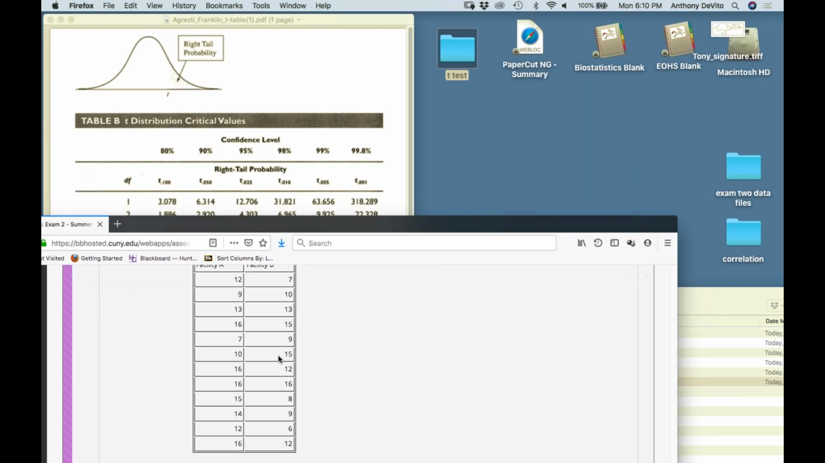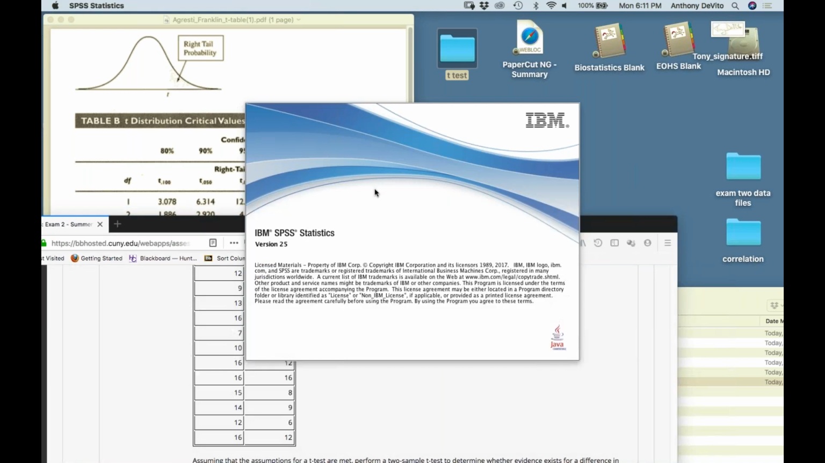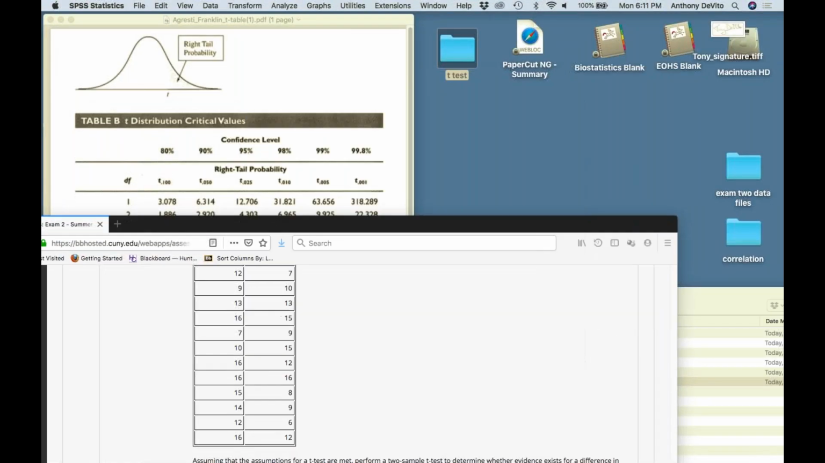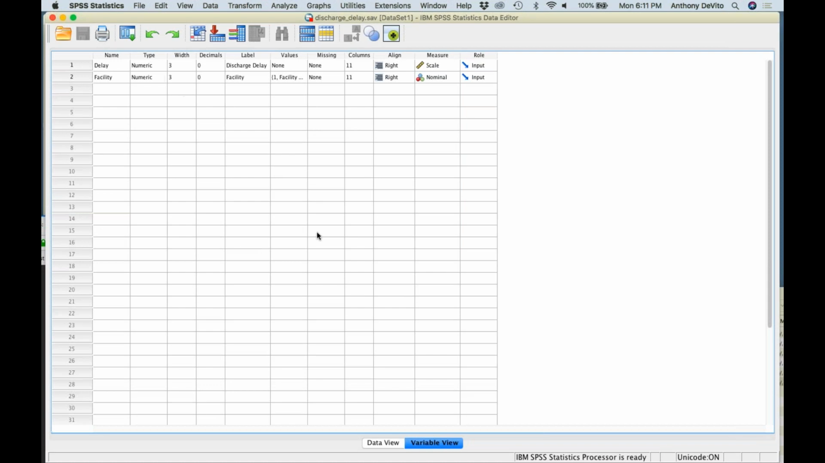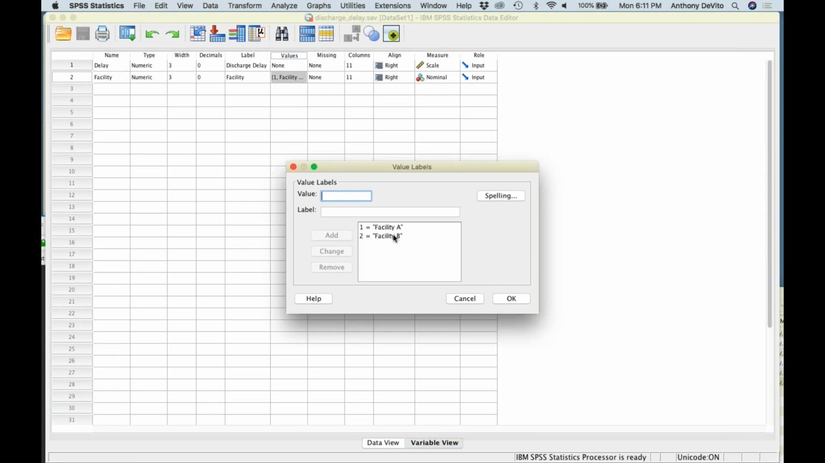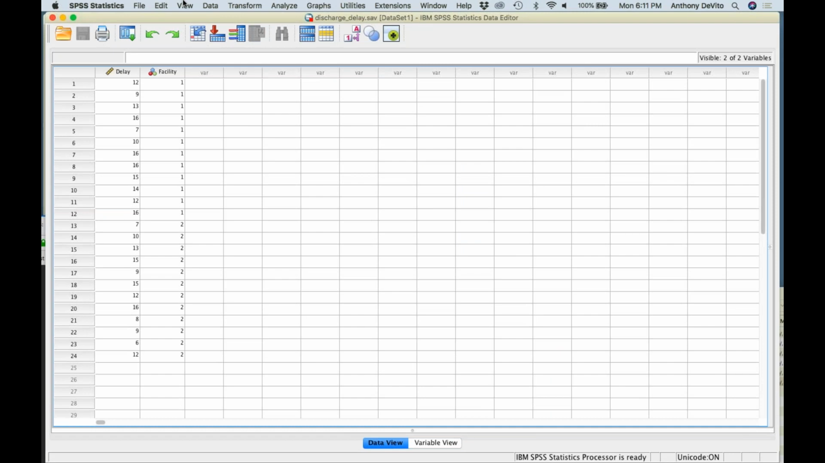Okay, we're comparing facility A and facility B. Okay, here we go. Here we opened it up in the variable view. One variable is the number of days of delay, and the other variable is the facility. Facility is a nominal variable, and the delay is a numerical variable. If I click in there, I can see one represents facility A and two represents facility B. If I go to the data view, we can actually see this data. If I turn on the value labels, you can actually see it's substituting the facility name for A and B.